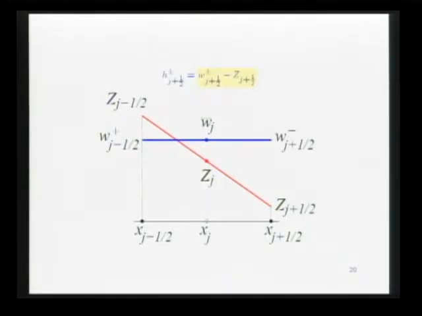Let's say this is cell J. This is a value of Wj, which is above Zj. So it's positive. The average amount of water is positive. However, the reconstruction, even the piecewise constant reconstruction, the first order one, may create negative values of H. It cannot be avoided by any limiter or anything like this.